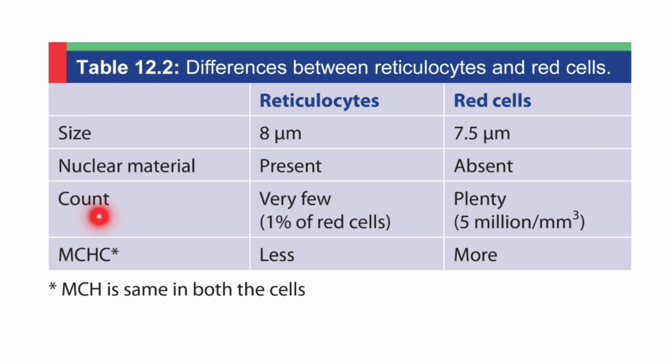Count. Reticulocytes are very few, only 1% of the total red cells, and red cells are so plenty that they are 5 million per millimeter cube. MCHC: reticulocytes very less and the red cells more. These are blood indices. We will study about this in next classes.